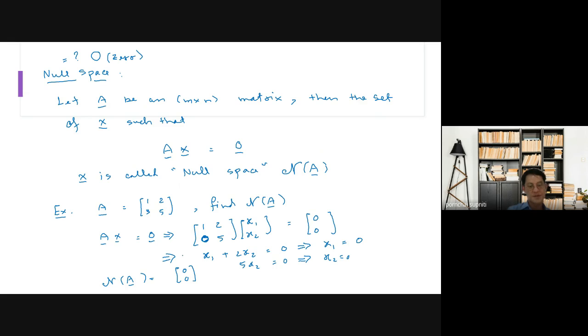In the following example, we will look at the case where you can have many solutions that make A multiplied with x equal to 0. Let me see. Maybe I have another example that is a bit more precise. I can use this. Let me do one more example.